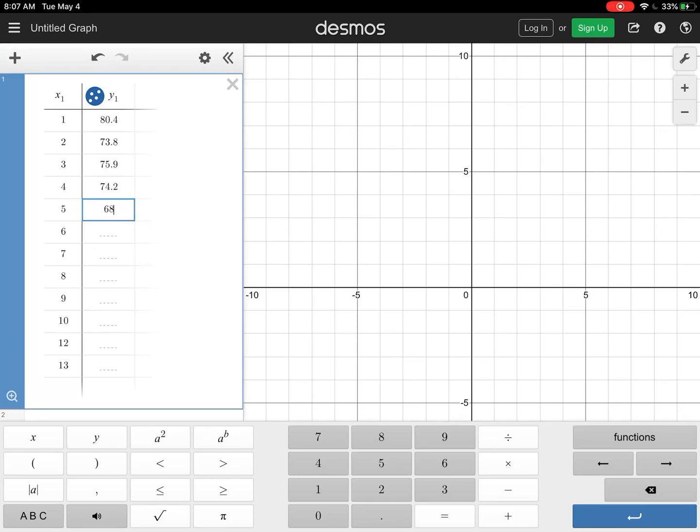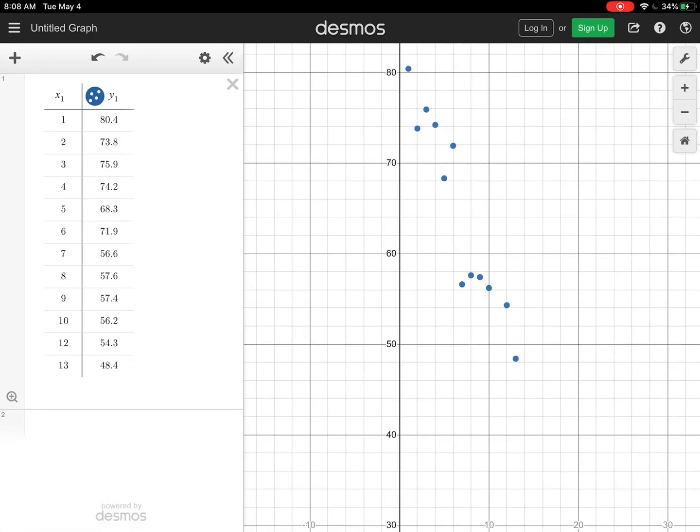Nope, just kidding. Oh my gosh. 71.9, 56.6, 57.6, 57.4, 56.2, 54.3, and 48.4. Okay, so there's my data, and if you go into your graph, notice there it is.